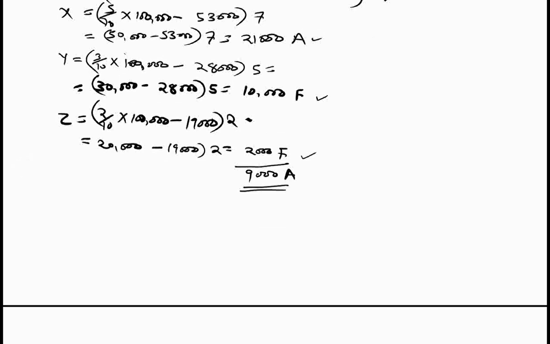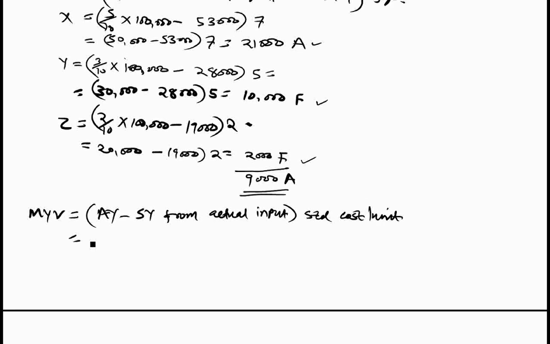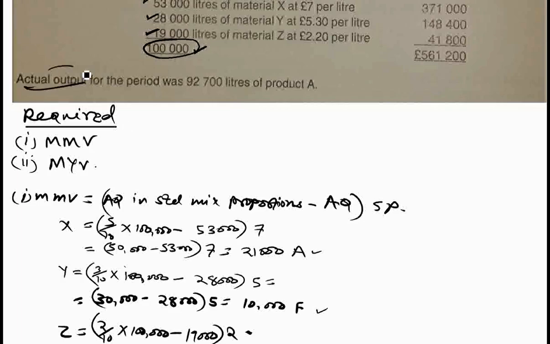So material yield variance, the formula is actual yield minus standard yield from actual input, into standard cost per unit, which I had already calculated. The actual yield was how much? The question says that the actual output is your yield. So actual yield was 92,700.